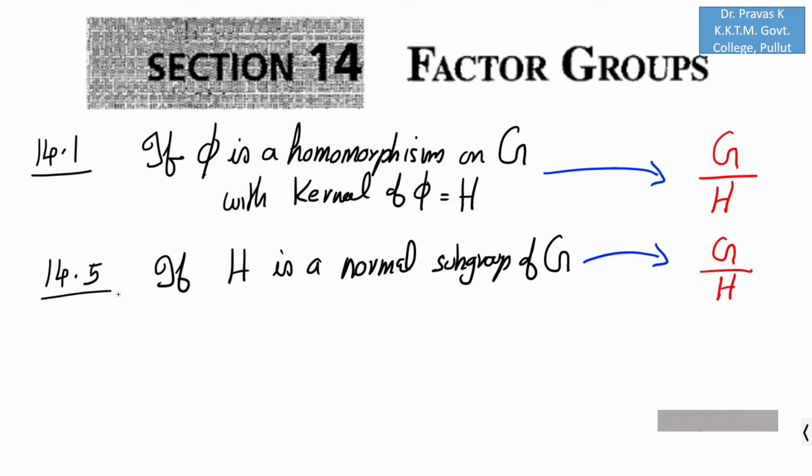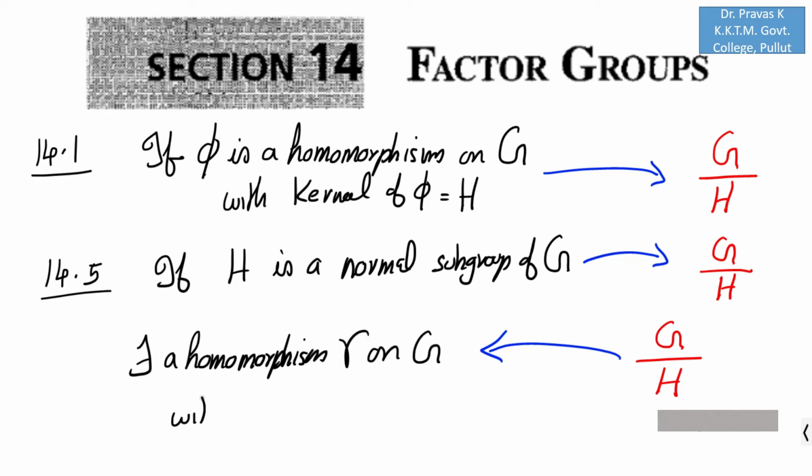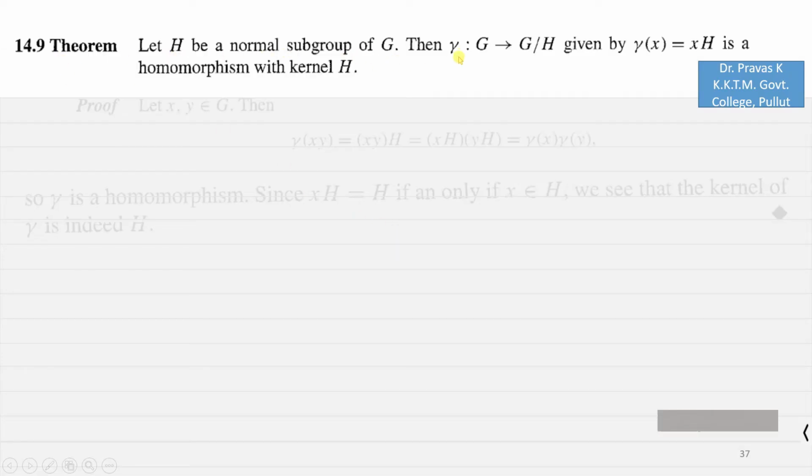Now we are going to see that if we have a factor group G over H when H is a normal subgroup, there exists a homomorphism gamma on G with the kernel of gamma equal to H. This is theorem 14.9. So let us see the statement of this theorem. Let H be a normal subgroup of G, and there is a homomorphism gamma from G to G over H given by gamma of x equal to xH, and it is a homomorphism with the kernel H. First we prove that it is a homomorphism.